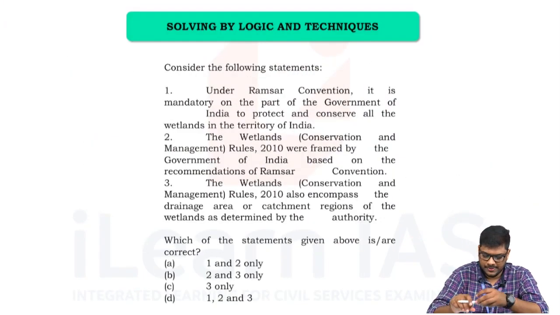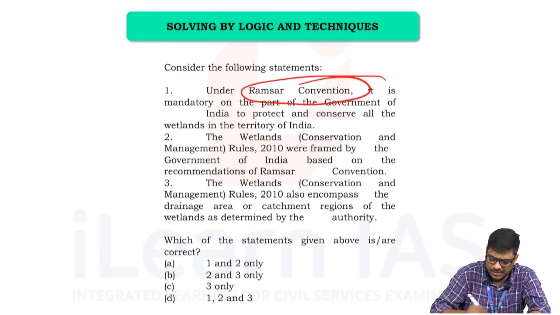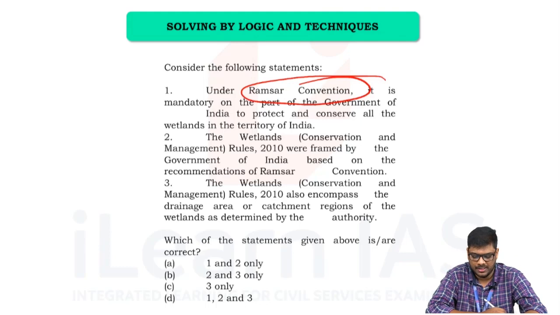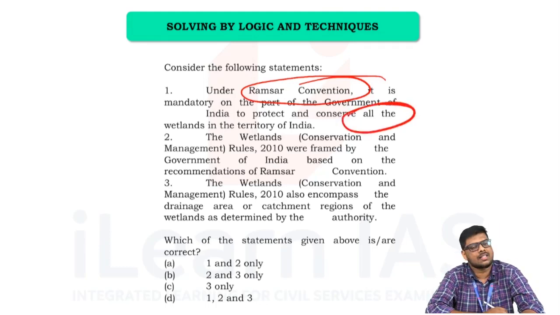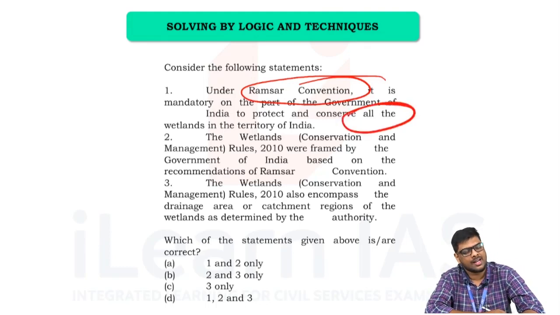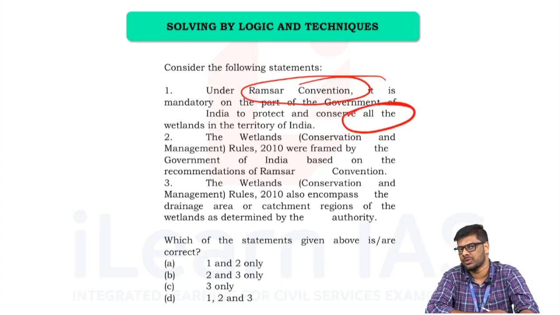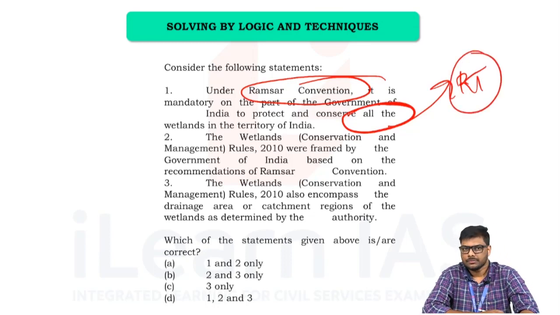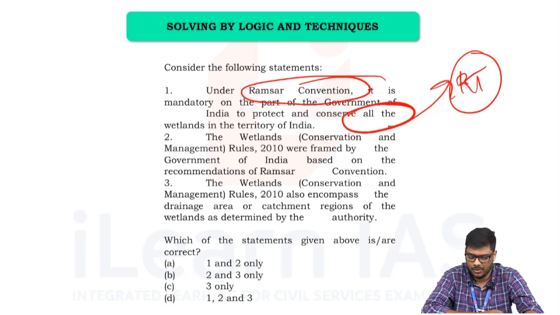Okay, so first question. Under the Ramsar Convention, it is mandatory on the part of the government of India to protect and conserve all the wetlands in the territory of India. All the wetlands. Is it possible to conserve all the wetlands? A paddy field can be a wetland. A small lake can be a wetland. It is not possible to conserve all the wetlands. "All the wetlands" is a rotten tomato. The Ramsar Convention only talks about wetlands of national or ecological importance.